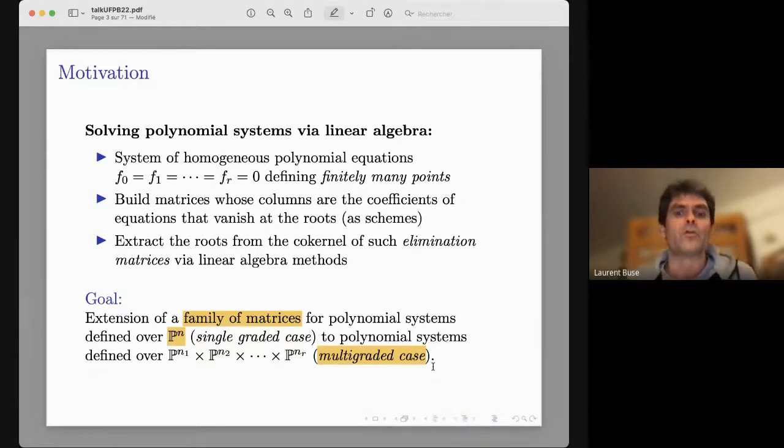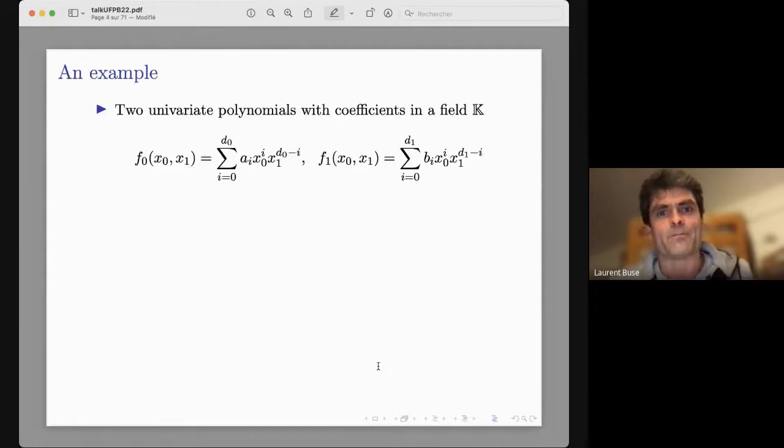I will spend maybe half of the talk reviewing what is known over Pn, because the multigraded case is kind of technical, so it's better to have a good idea of what is done over Pn to see what are the new things or the obstructions we have in the multigraded case. Please don't hesitate to interrupt if you have questions during the talk.